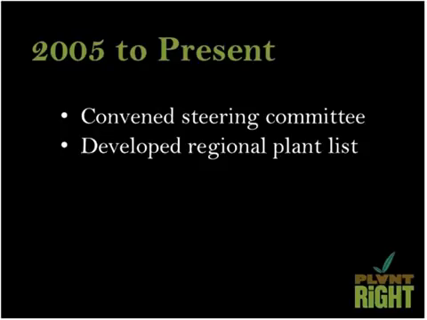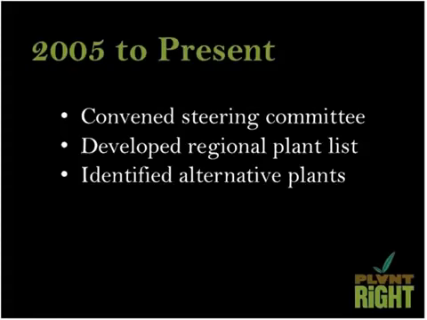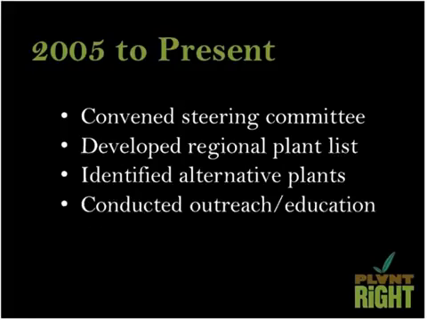And along the way, we've also developed a very important regional plant list, which helps identify which plants are the biggest concerns and where they're problematic. But because PlantRight is all about coaching the do's instead of the don'ts, we've also identified more than 50 beautiful alternative plants that work well in place of these invasives. And to complement this, we've been conducting outreach and education along the way.